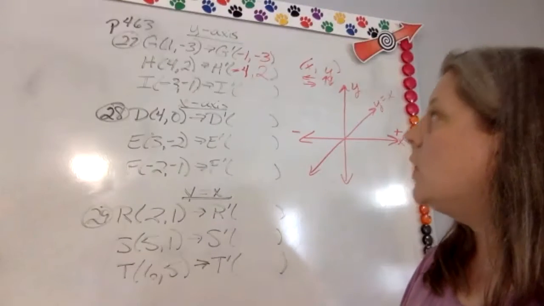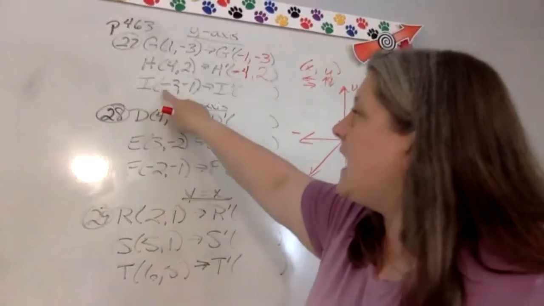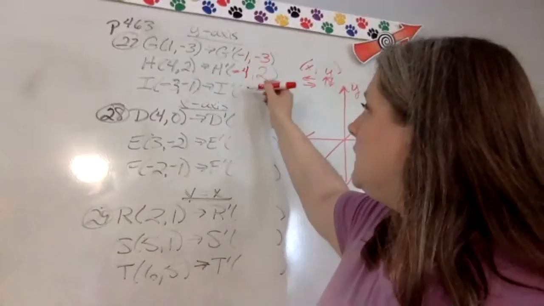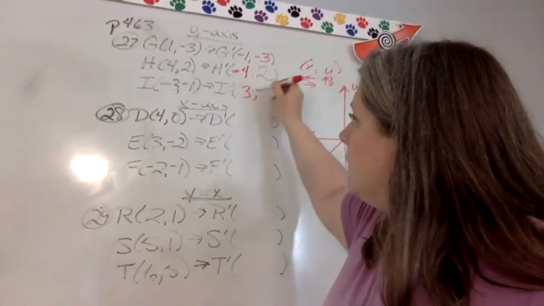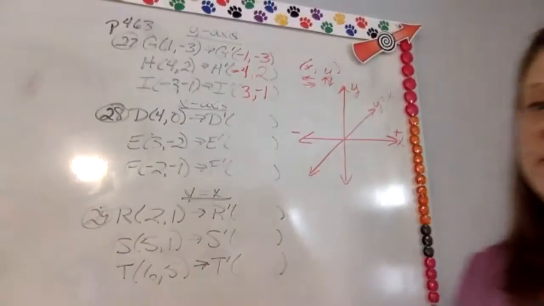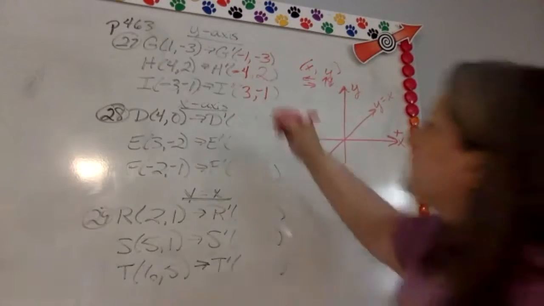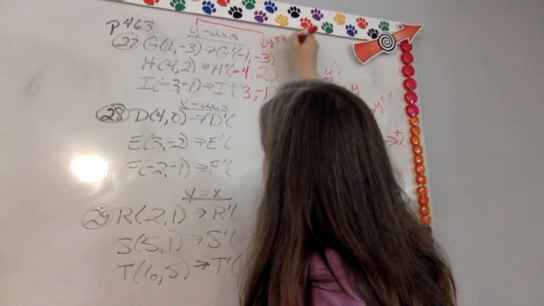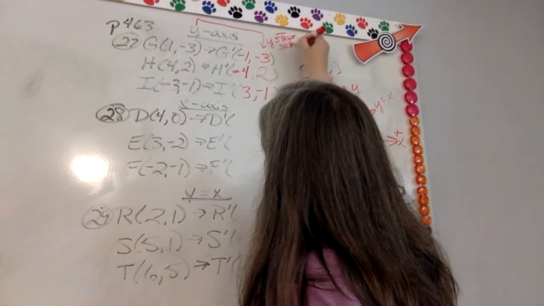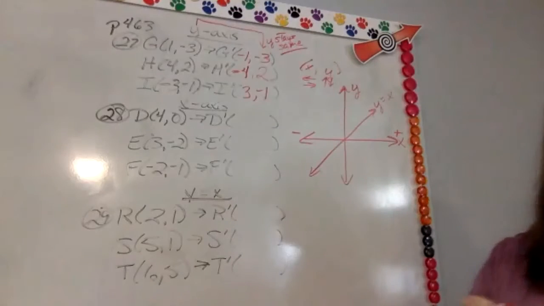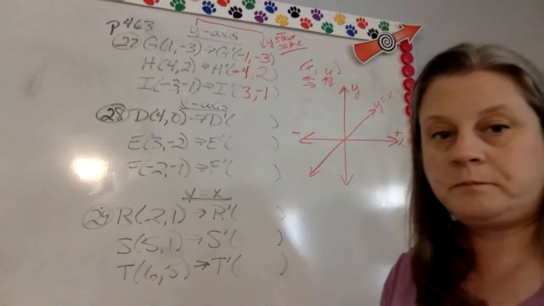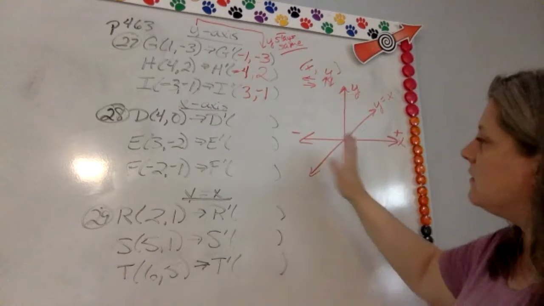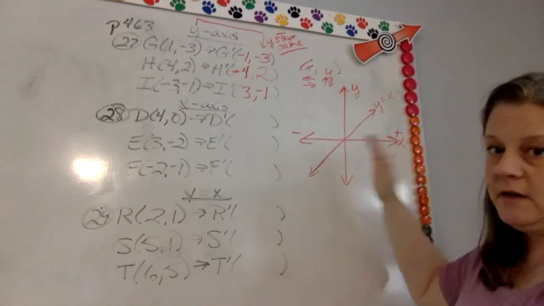Okay, so for point I had -3, -1. So my new coordinates for point I will be +3, -1. When you are reflecting over the y-axis, y stays the same. Okay? When you're reflecting over the y-axis, the y stayed the same, because it's still going to be the same distance up or same distance down. You're just flipping which side of that line it's on.